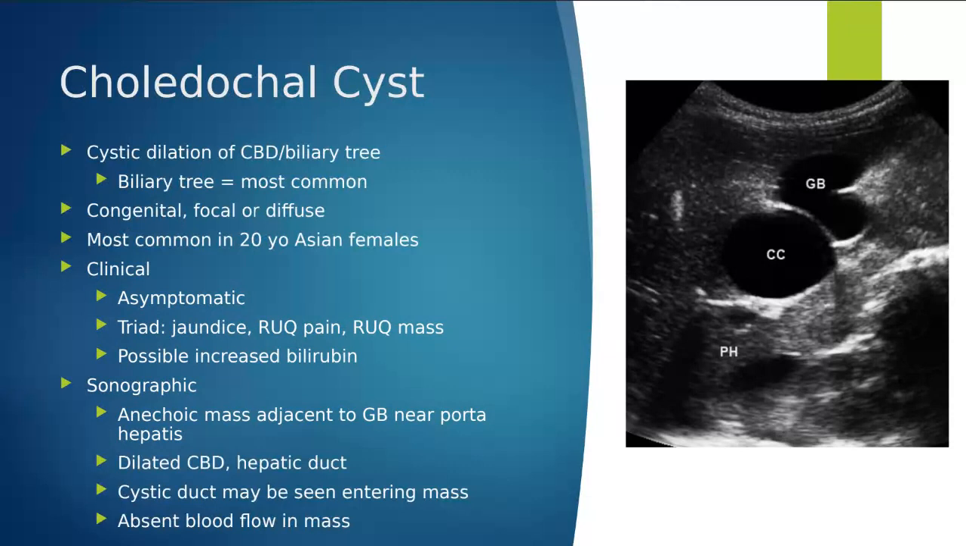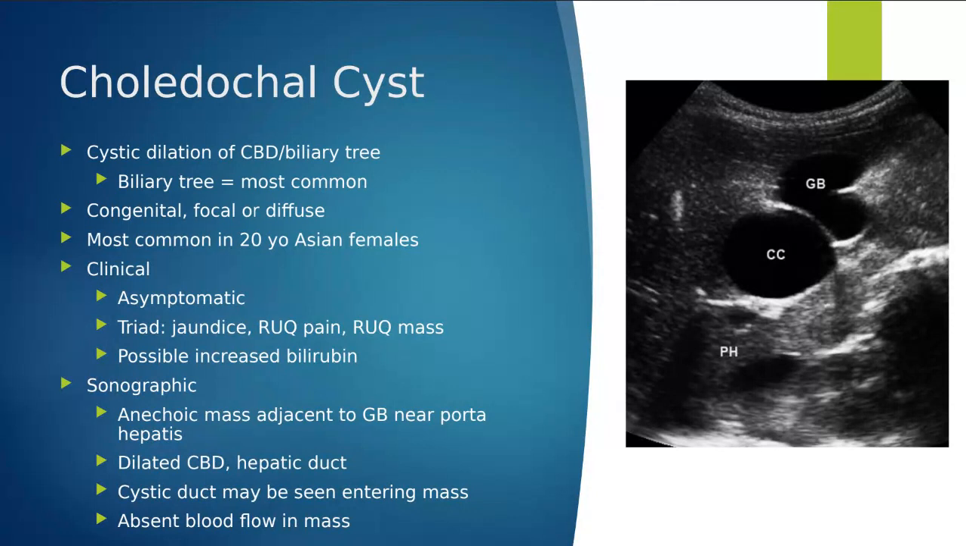Next, we have a choledochal cyst. So this is a cystic dilation of the common bile duct, typically in the common bile duct, but can be located anywhere in the biliary tree. Most commonly going to be located in the biliary tree, but can occur in the CBD specifically as well. It can be congenital, and we can either see this as just one choledochal cyst, or we can see this throughout the entire biliary tree itself, meaning in multiple different locations.